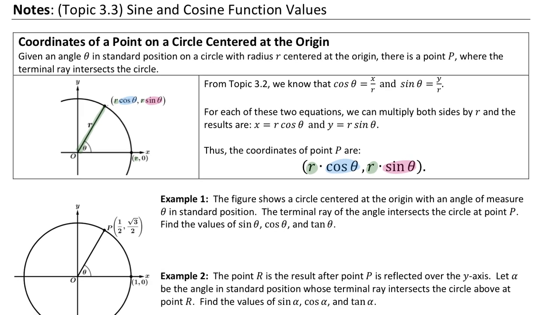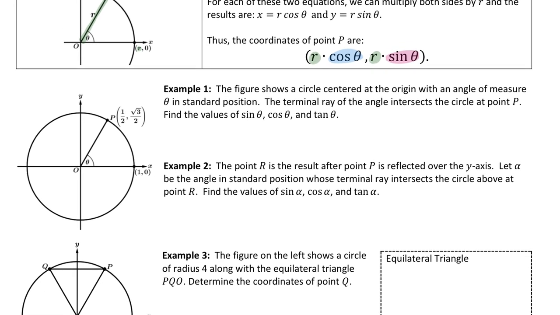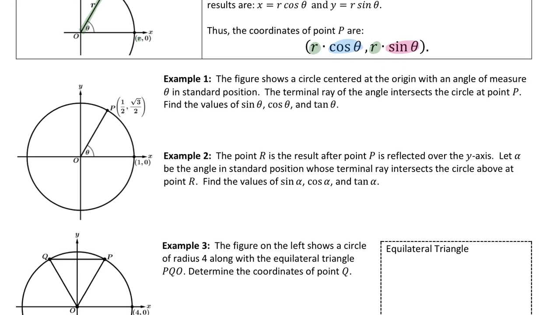Example 1 says, the figure shows a circle centered at the origin with an angle of measure theta in standard position. First things first, let's make sure we understand what we're looking at. This is the angle theta, which means this is my terminal ray. We're looking at that angle right there. The terminal ray of the angle intersects the circle at point P, which means we want to find the values of sine, cosine, and tangent. This is an intro level.